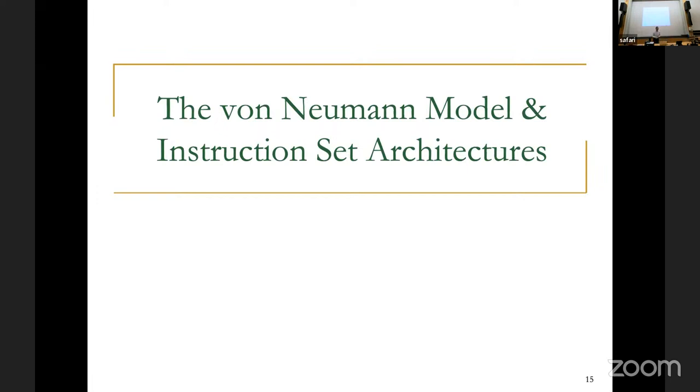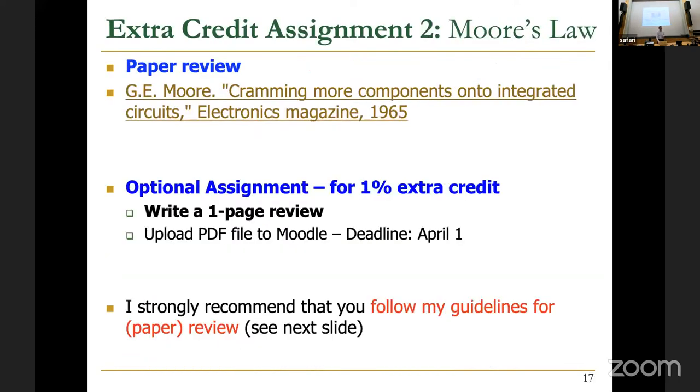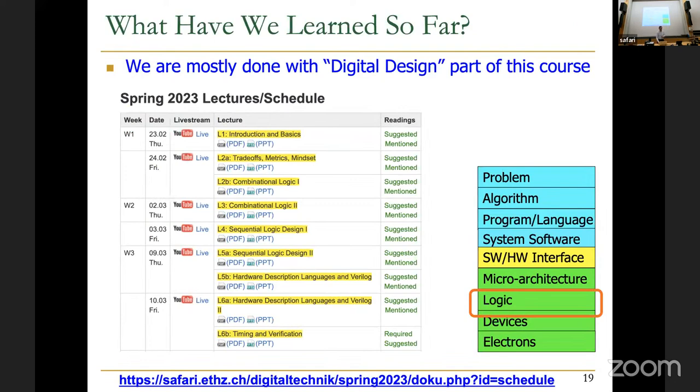So we're going to jump into von Neumann model and instruction set architectures. As I said, we're going to switch gears, but I just want to remind you of the extra credit assignments before we switch gears. So what have you learned so far? So far we've started with a transistor as a switch, and we basically built logic gates on top of it. And then we discussed how to make them work from a timing perspective, functional perspective, and how to verify and test them, right? So far, we've been dealing with the digital design part of this course. Now, in the rest of this course, we're going to assume that we know this digital design, and we're going to raise the abstraction level and talk about architecture and microarchitecture.